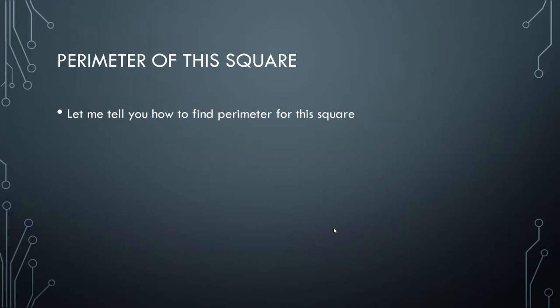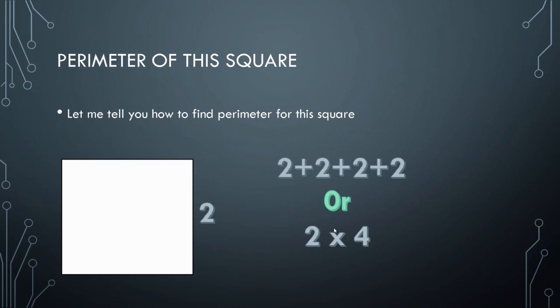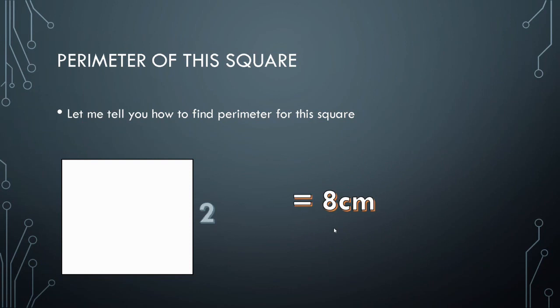Let's find the perimeter of the square. A square is a regular polygon, meaning all sides are equal. So if one side of a square is 2 centimeters, all the sides are 2 centimeters. So to find the perimeter of the shape, you need to add 2 four times, or you can just multiply 2 by 4. So the answer would be 8 centimeters. So the perimeter of the shape is 8 centimeters.